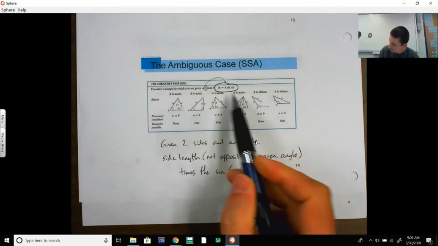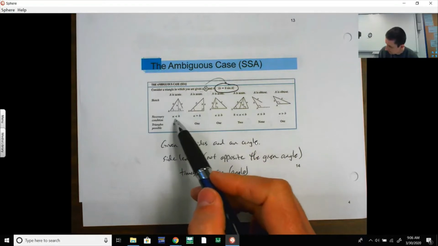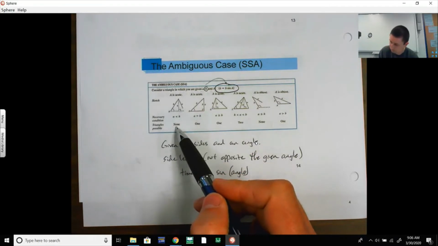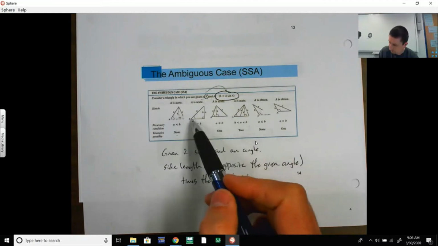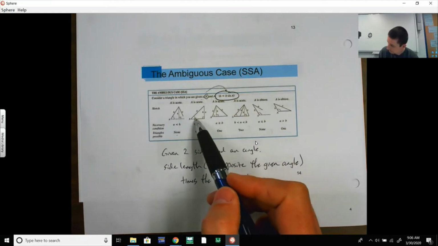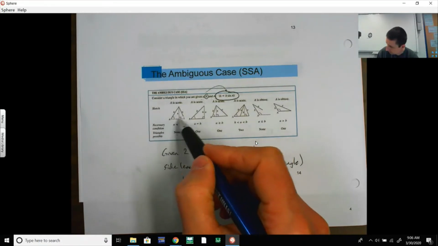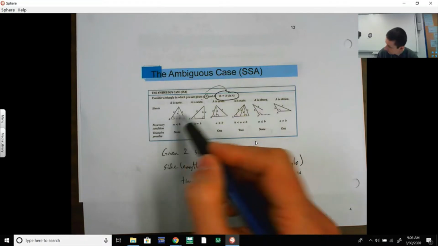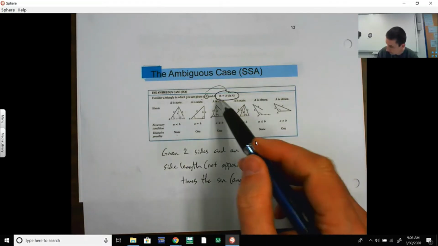So once you do that, if A is less than H, you don't have a triangle that's possible. If A equals H, there's only one triangle that's possible. Okay, that's a right triangle. If A is less than H, that's not going to be long enough to meet up down here on this side right here, because this angle is set. If A is greater than B, there's only one that's possible. So you could check that right away.